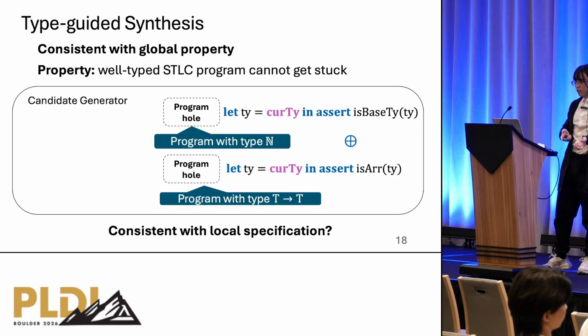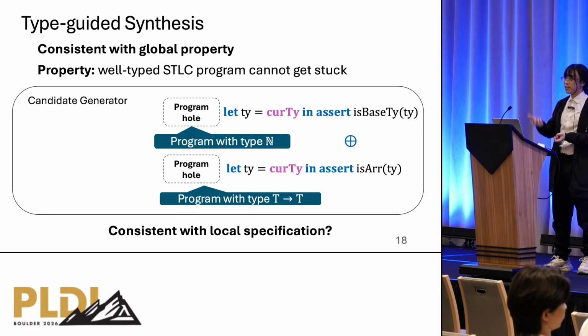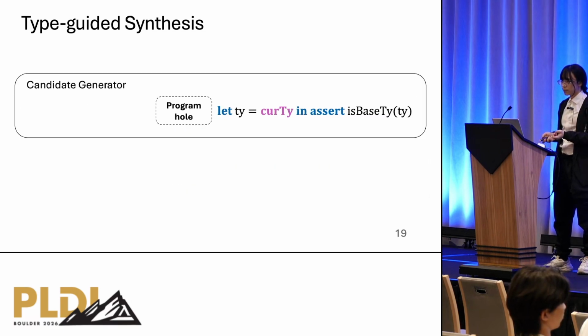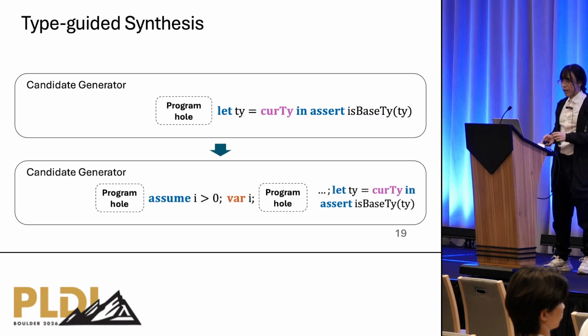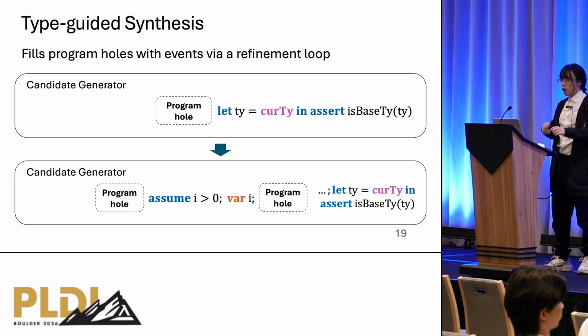And the next challenge is how can we make sure that it's consistent with the local specification? Let's take a look at the first branch, for example. We try to fill events into the program holes. So our algorithm has a refinement loop to fill these program holes consecutively with events.